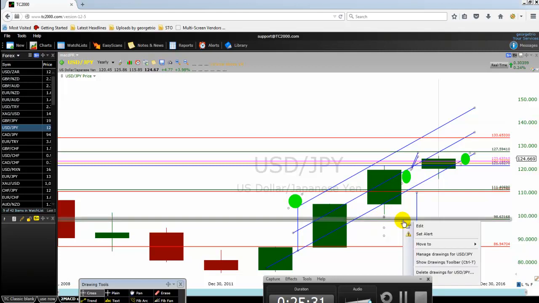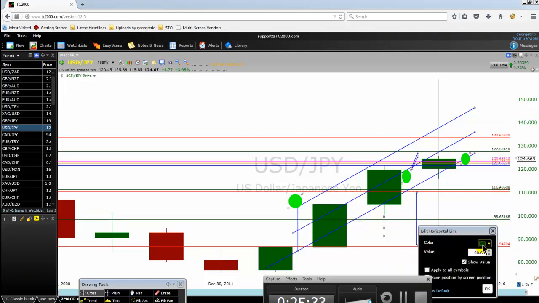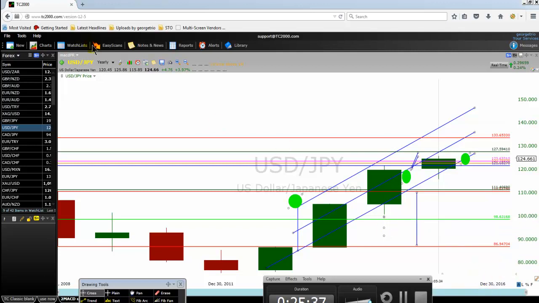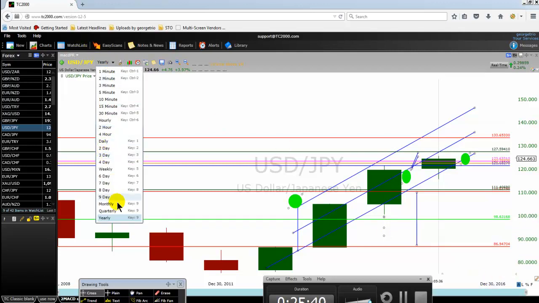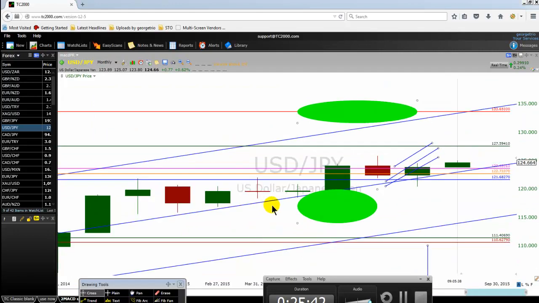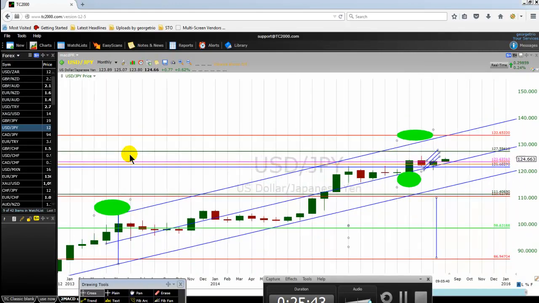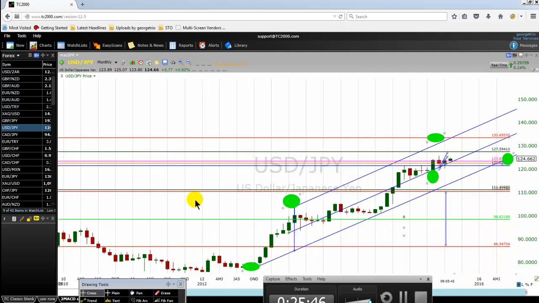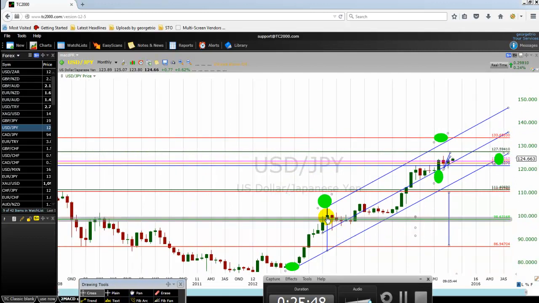Let's color this now. Which color? Light green. Okay, and now we go to the monthly chart, and you'll see the reaction of the market as the price is approaching. Okay, this is the line I'm talking about. You see here, the pink line here.